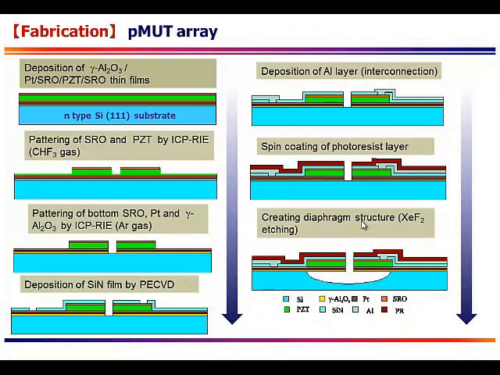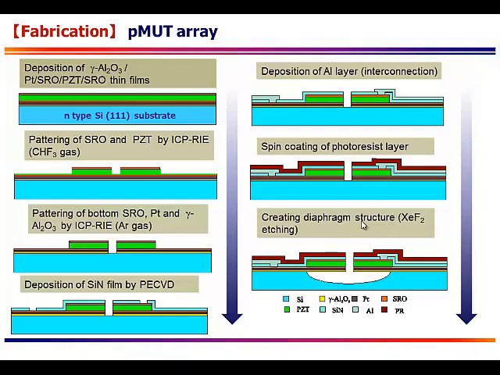All right, so how we fabricated it is depicted here. Probably time will be short, that's why I go quickly. We deposited gamma alumina, platinum, and also SRO, PZT, and SRO thin films on a silicon 111 substrate. Then we patterned SRO and PZT by ICP-RIE with CH3 gas. Next we patterned the bottom electrode SRO, platinum, and gamma alumina insulator by ICP-RIE in argon gas environment.